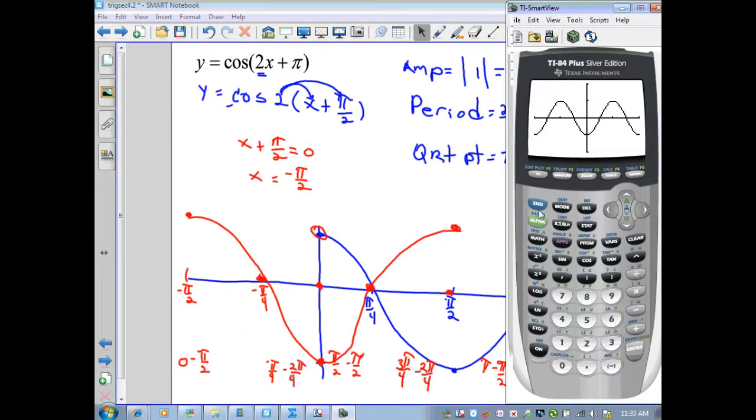Let's check a value. Second trace for calculate. We want to try a value. And let's try a negative pi over 2. And that should give us a positive 1. And it does. Therefore, our solution is correct.